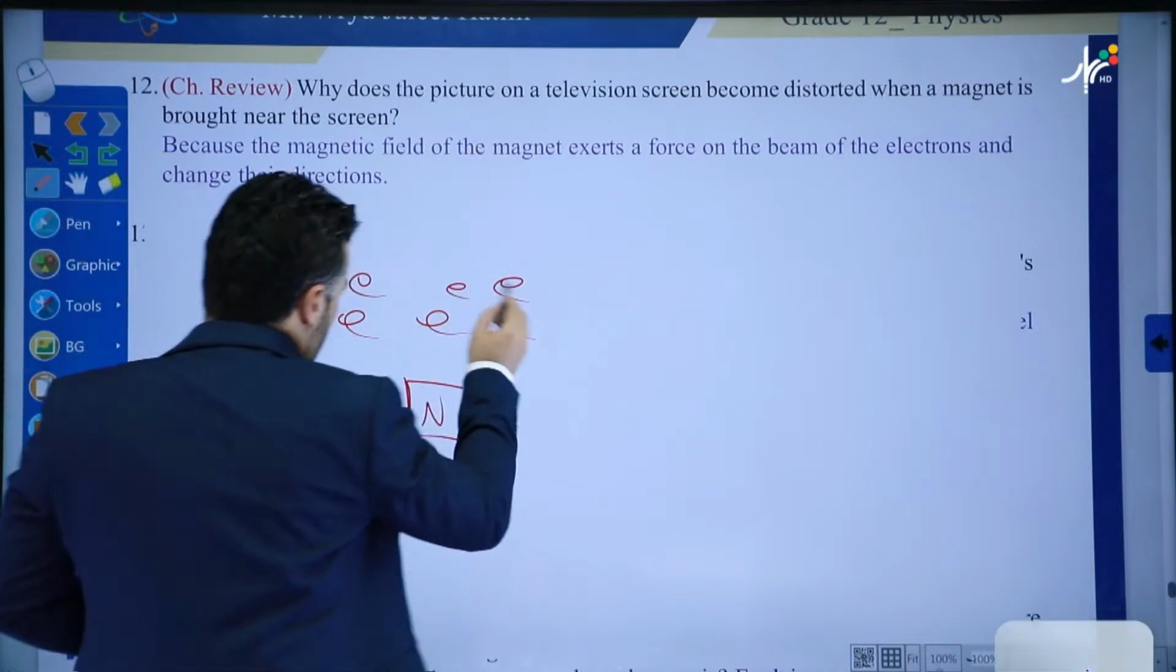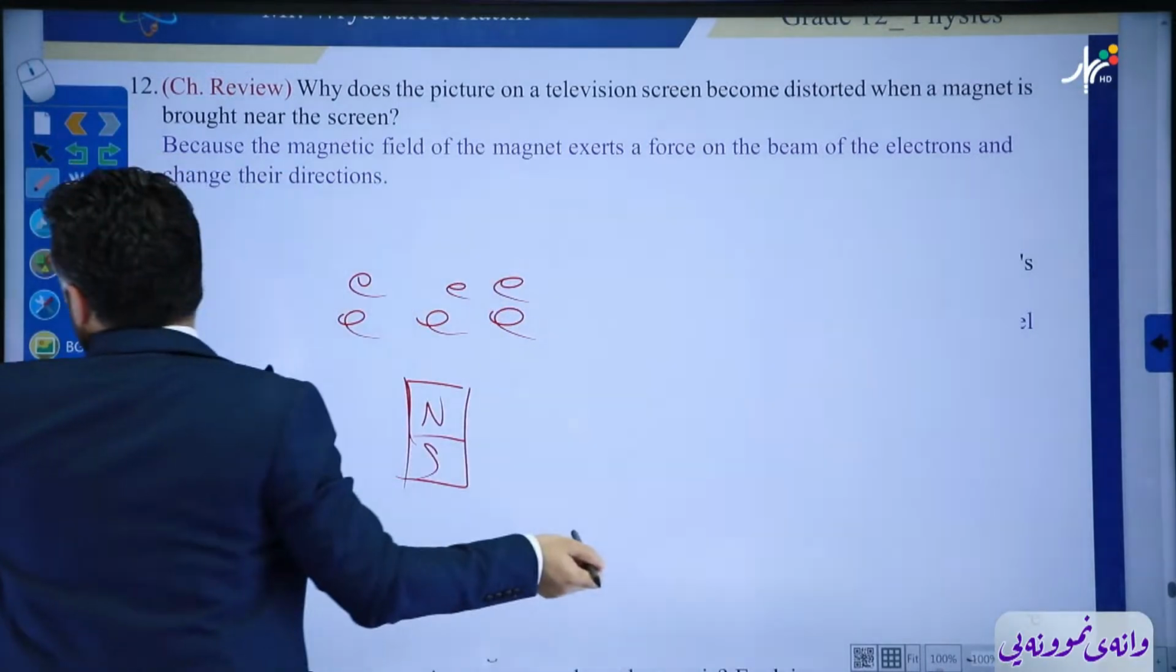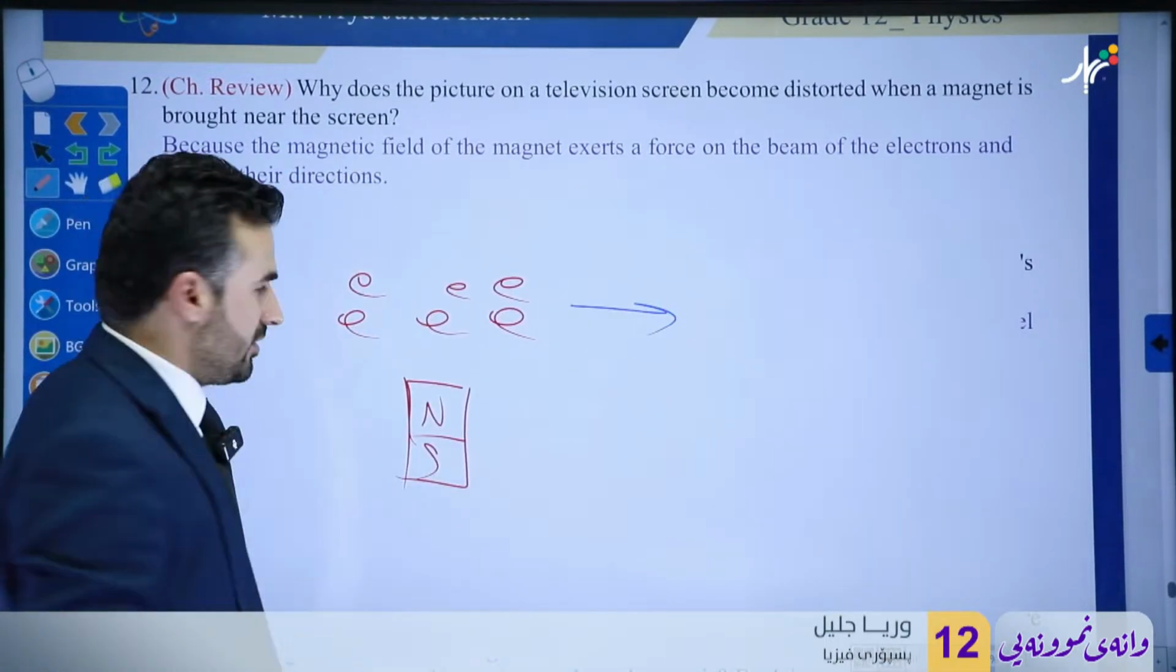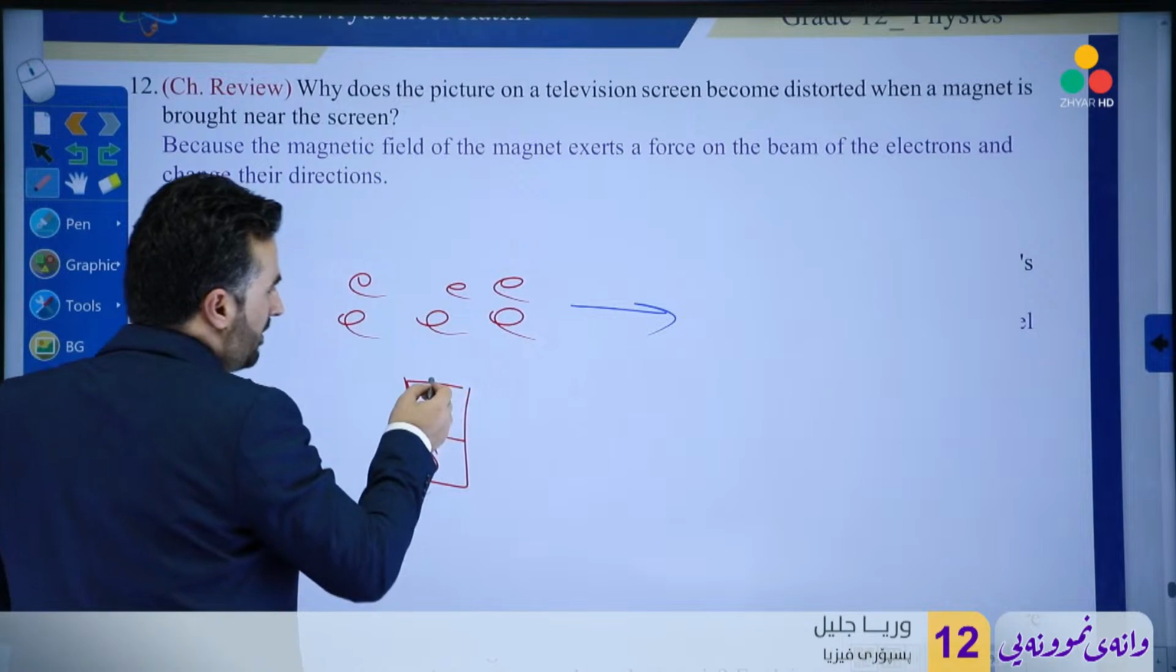Let's say this is normally the path of the electrons, okay? And then this is basically the direction of the magnetic field.